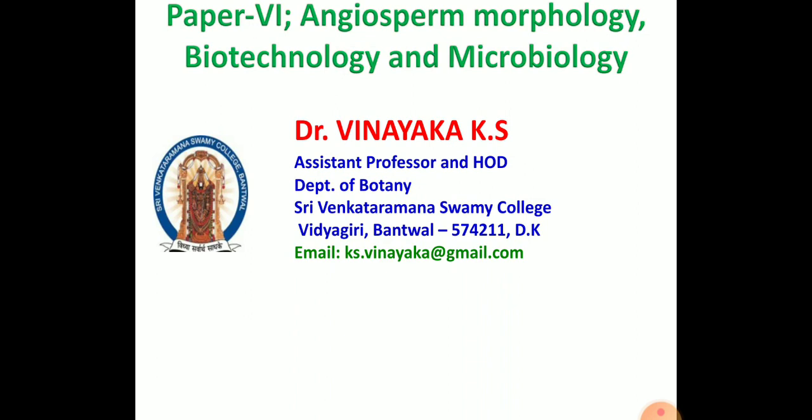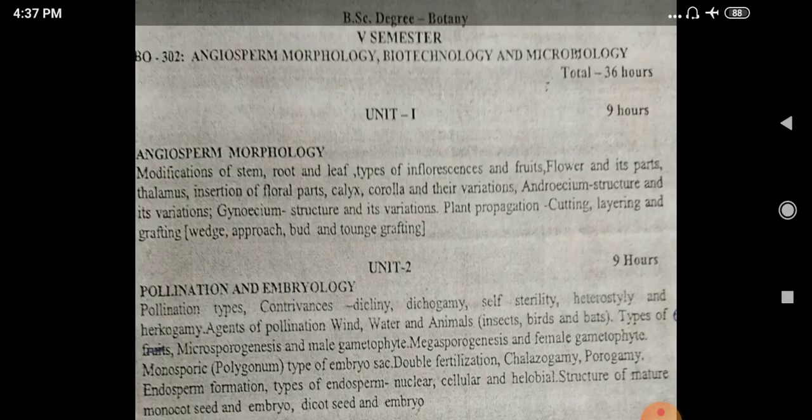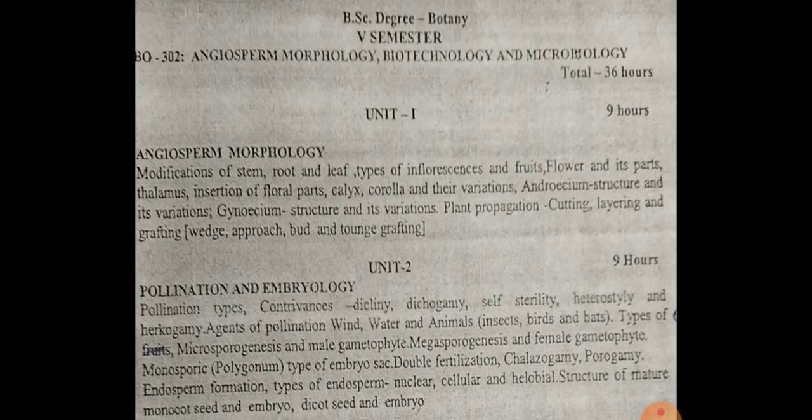In paper 6, regarding the syllabus, there are 4 units: unit 1, 2, 3, 4. The first unit is angiosperm morphology: the modification of the stem, root, leaf, and types of inflorescence, fruits, flowers and its parts, thalamus, insertion of the floral bud, that is the calyx, corolla, androecium and its structural variation, gynoecium, and plant propagation techniques. You will study all of this in this chapter.